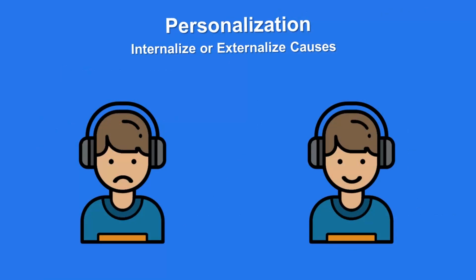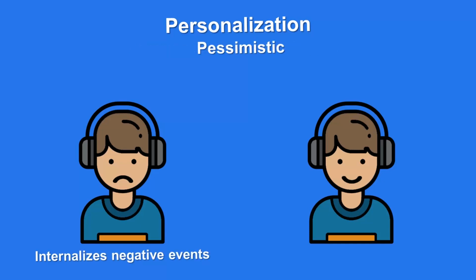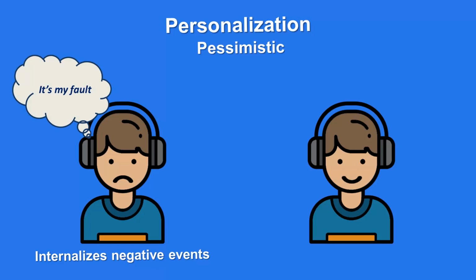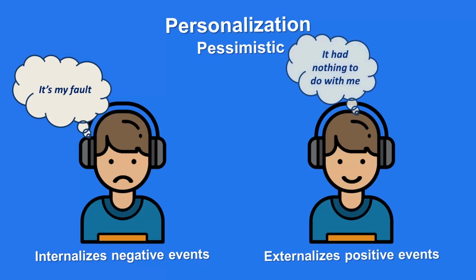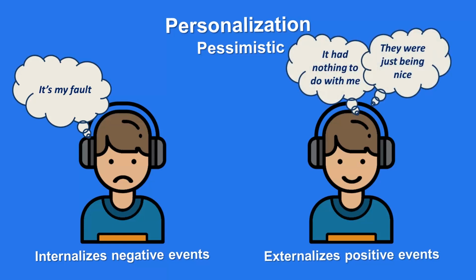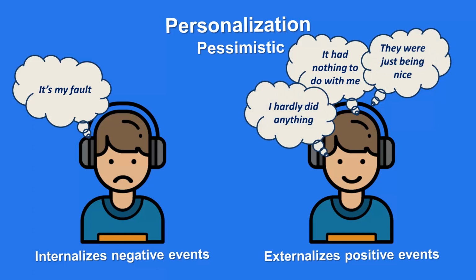And finally, we have personalization, which has to do with whether we internalize or externalize the causes of events. A pessimist internalizes bad events and setbacks. It's my fault. And externalizes good events and success. It had nothing to do with me. They were just being nice. Or, I hardly did anything. I just got lucky.